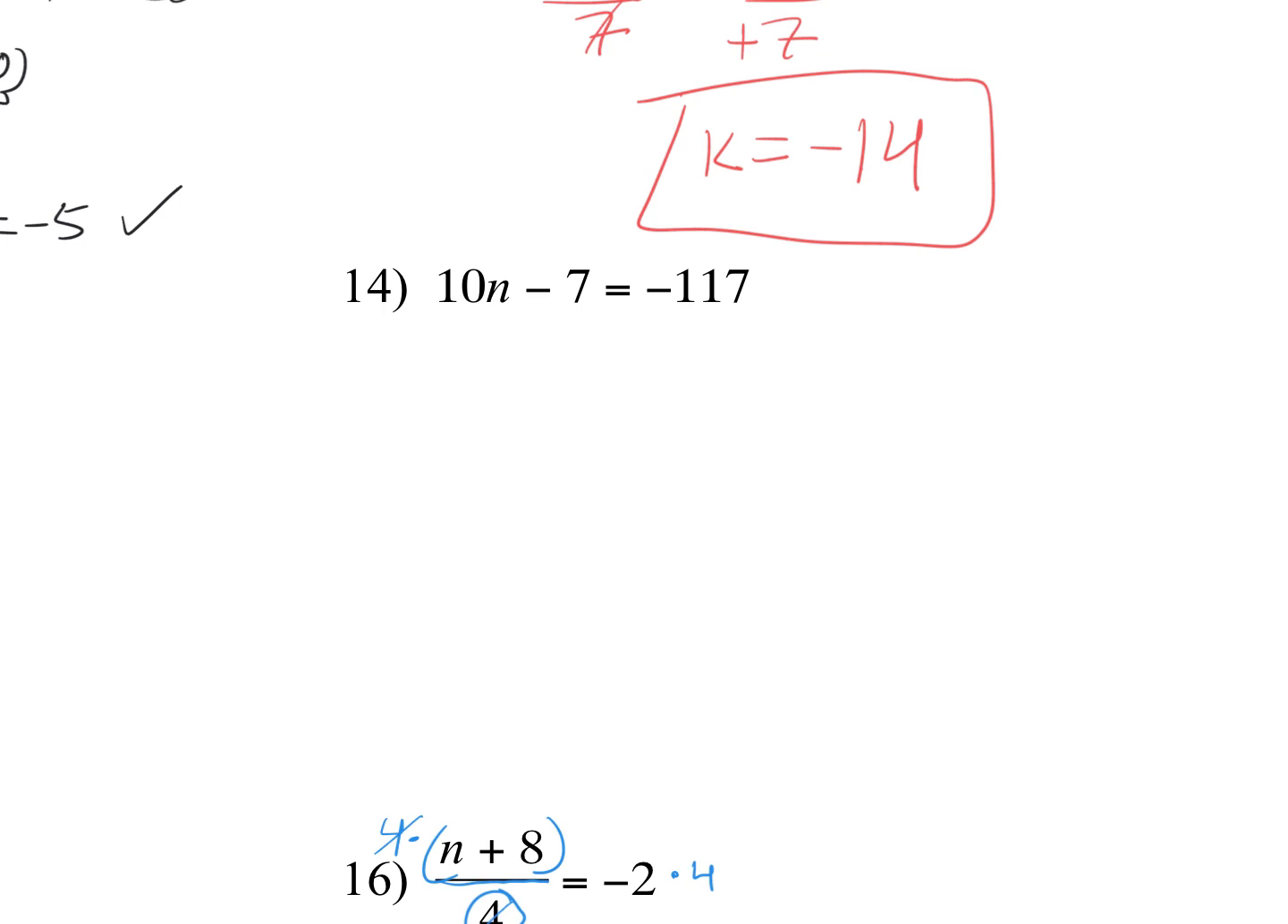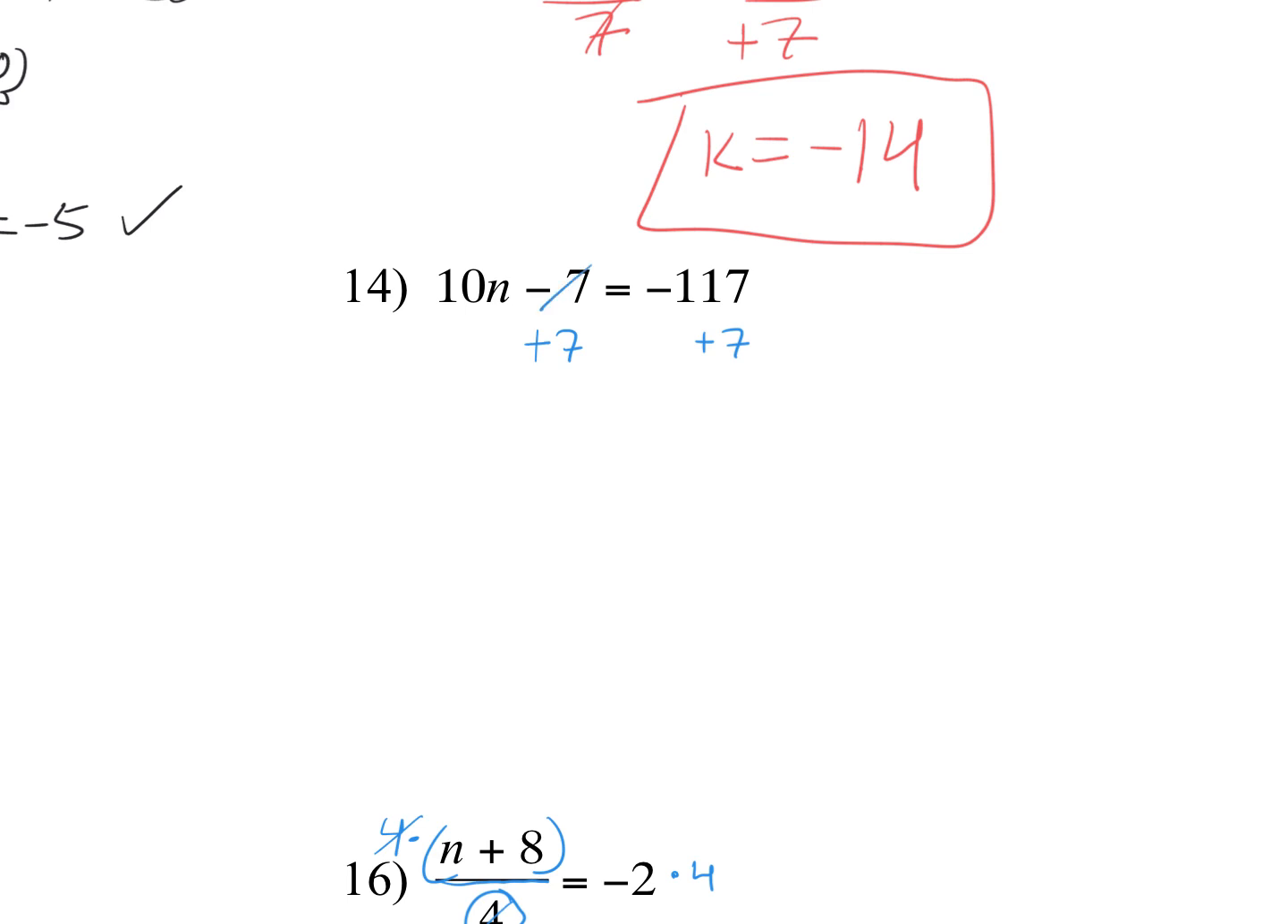All right, now let's try it. 10n minus 7 equals negative 117. Again, PEMDAS backwards. With two-step equations, it's always PEMDAS backwards. Do we see any addition and subtraction on the side with the n? We do, right? We see a minus 7, so we want to add 7 on both sides.